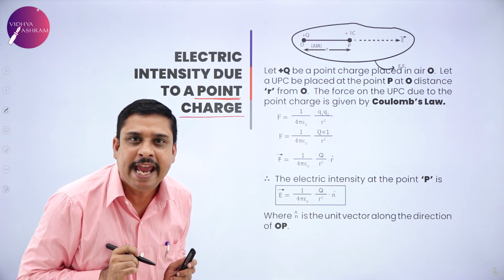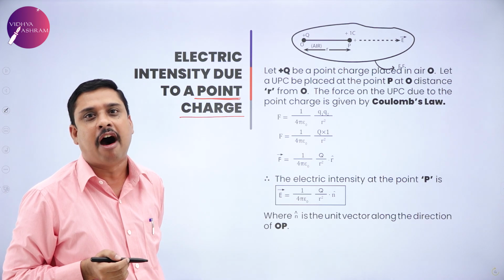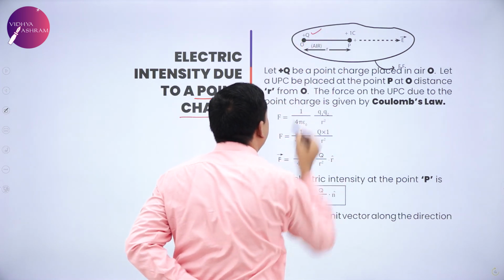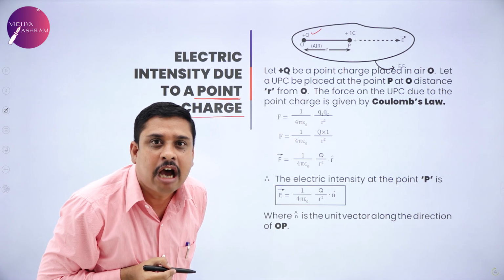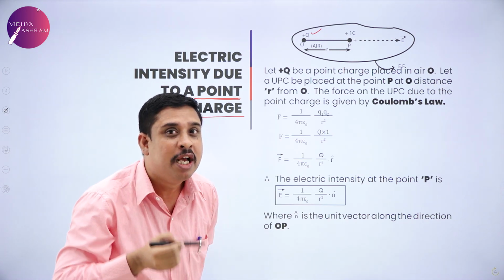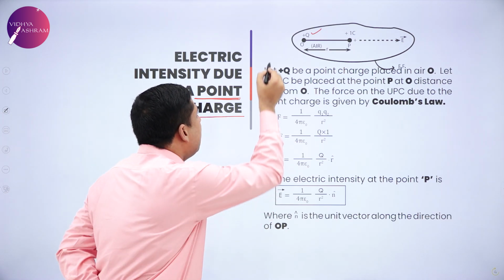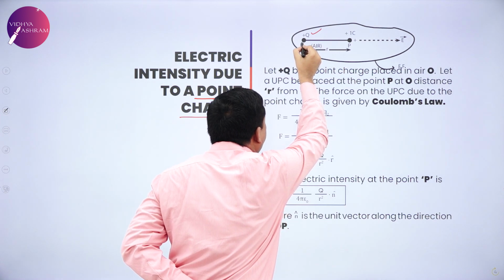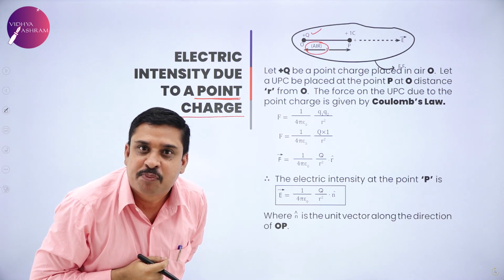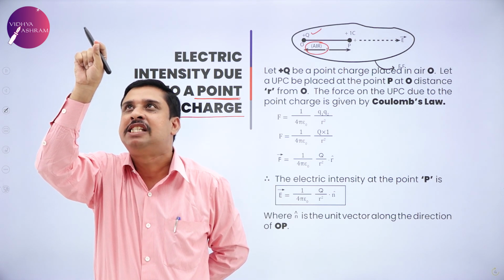So, intensity due to a point charge. To begin with, I will consider a point charge plus Q. Plus Q is the point charge which is placed at the point O, and the medium in which it is placed is air, free space.